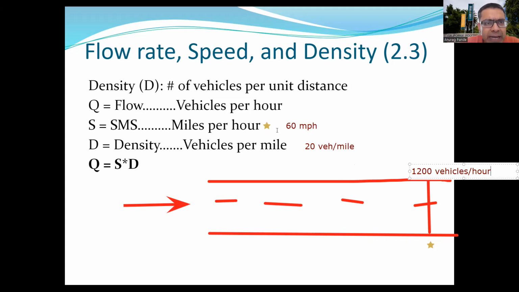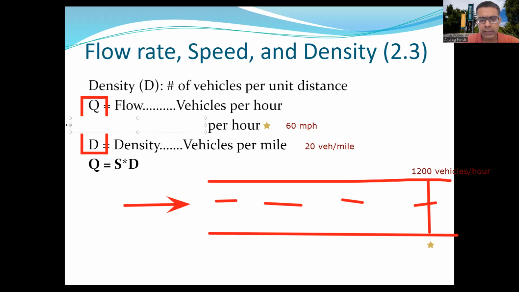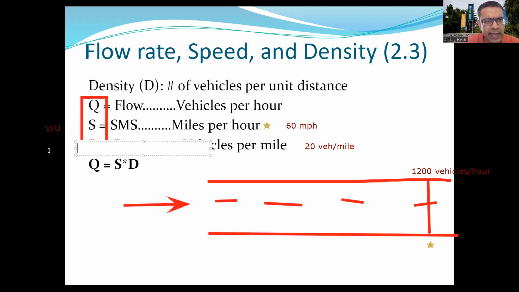And sometimes you might see different nomenclature for these. If you look at Q, S, and D that I'm depicting as flow, speed, and density, sometimes you might see different notations for these. Speed might be represented with a V or a U. That's possible. Density is sometimes measured as K.